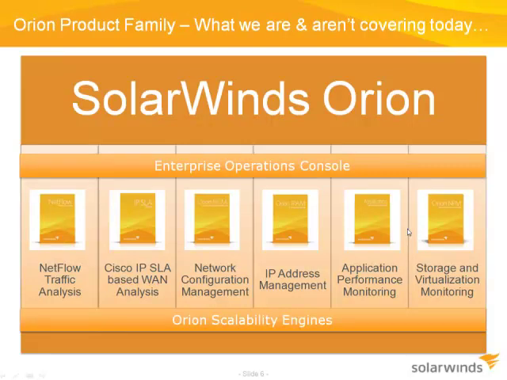So a little bit about the Orion product family, because I want to be clear about what we are covering today. We're going to focus on Orion NPM, which is the main product in the Orion family. There are also products around traffic analysis and IPSLA management, network configuration management, IP address management, application performance monitoring, and storage and virtualization monitoring. And all of those things, for the most part, leverage the common Orion framework we're going to be talking about today for alerting, for reporting, for web customization. So it's pretty much all consistent.